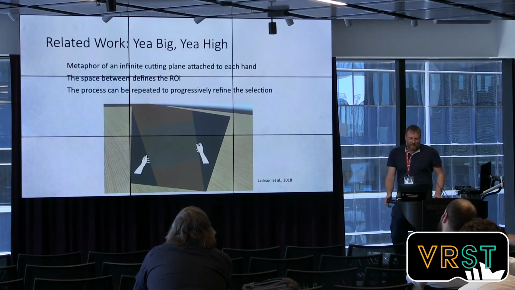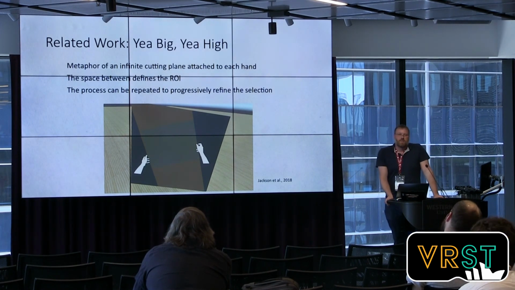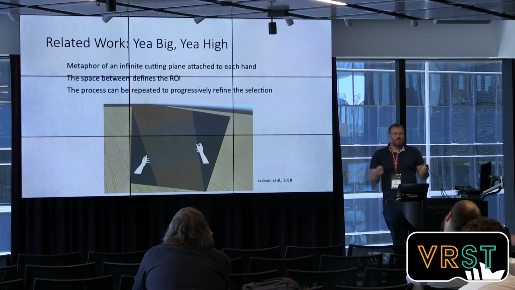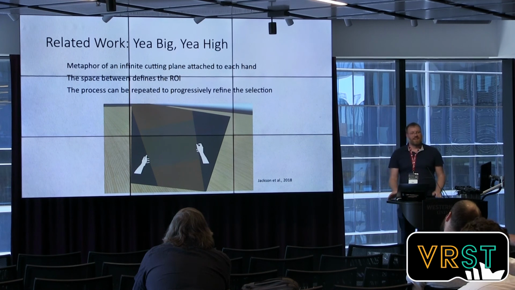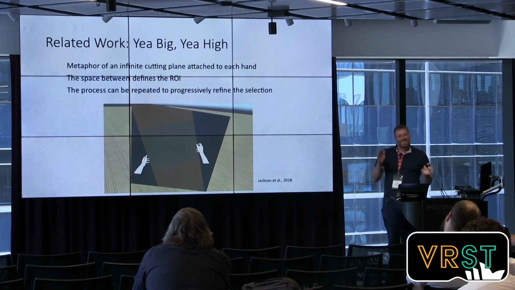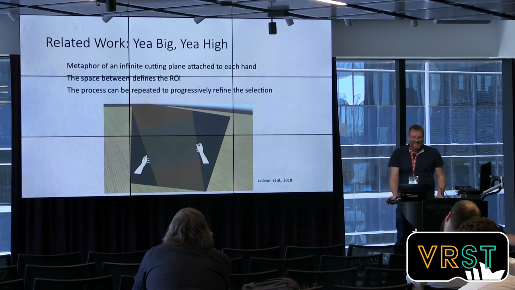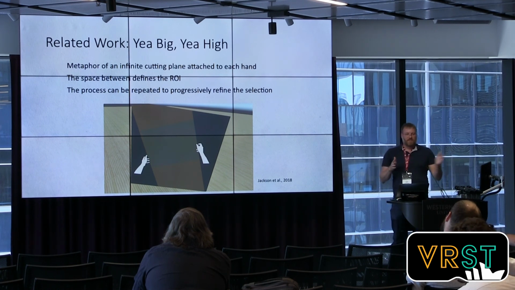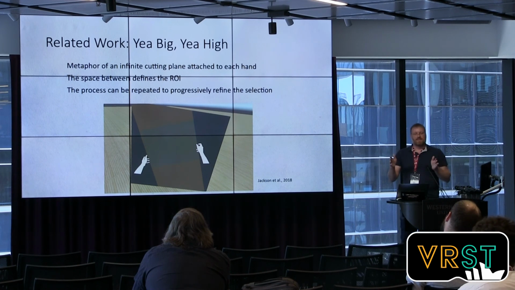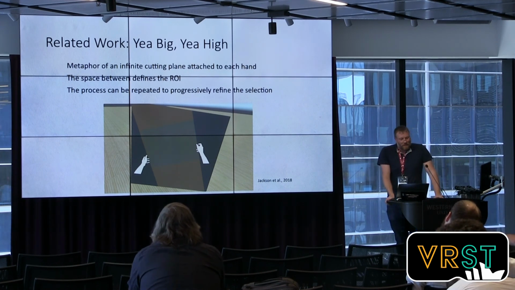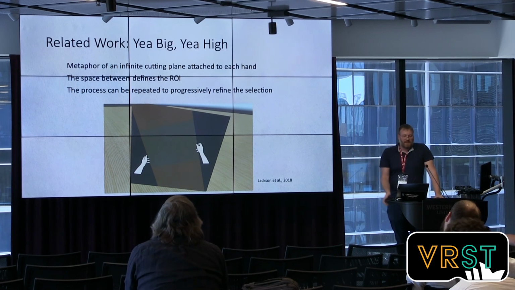The last technique comes from my prior work, and it's an interface that we call Yea Big Yea High. And the idea is that you have essentially two infinite cutting planes attached to each hand, one for each hand, two of them in total. And they're oriented to point towards the other hand. So you're essentially just controlling the position with each hand, and then the relative positions between your hands adjust the orientation. And the space in between defines the region of interest.